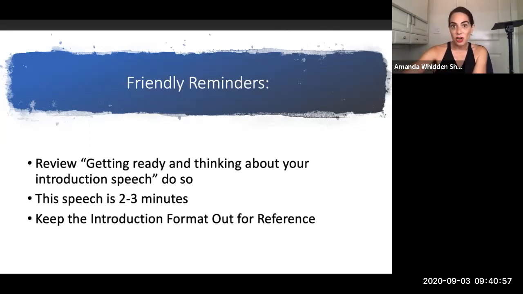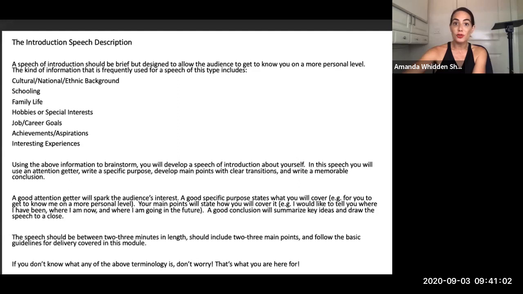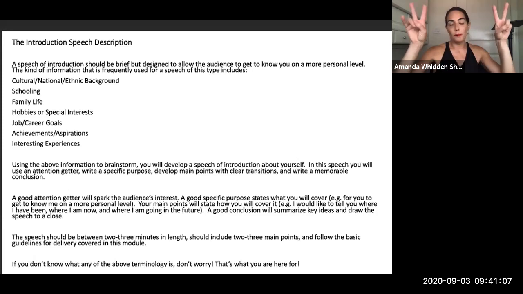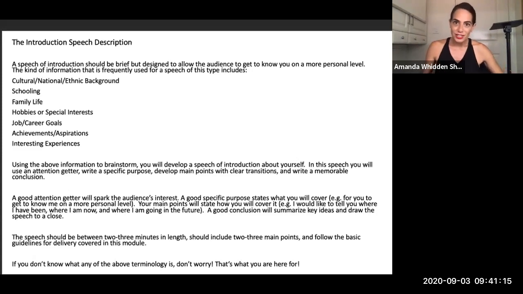I'd like to start off by looking at your introduction speech description. This is from your Brightspace shell, but it is essentially your prompt. And a prompt in writing or in speaking or with any assignment is simply giving you some guidelines and directions to follow, and it will lay out the purpose of you, in fact, speaking. So let us go through this quickly together in very brief, and I won't read it verbatim, but a speech of introduction is going to be brief, but it's designed to allow an audience to get to know you on a more personal level.